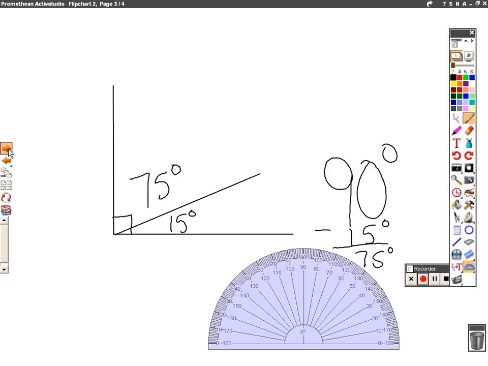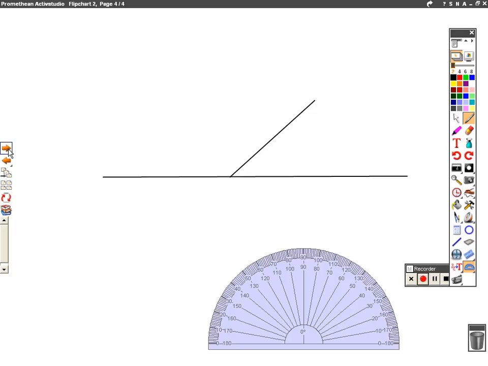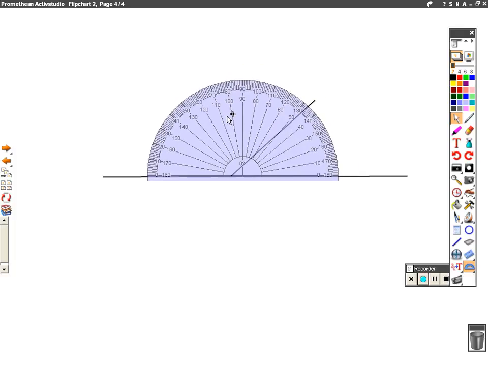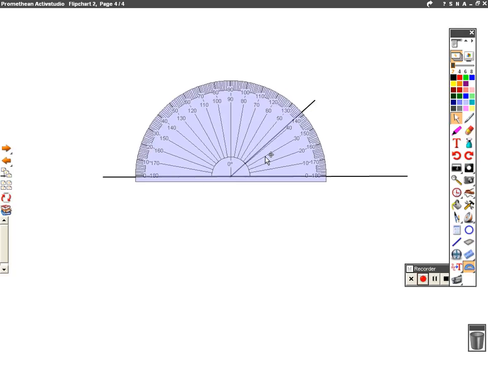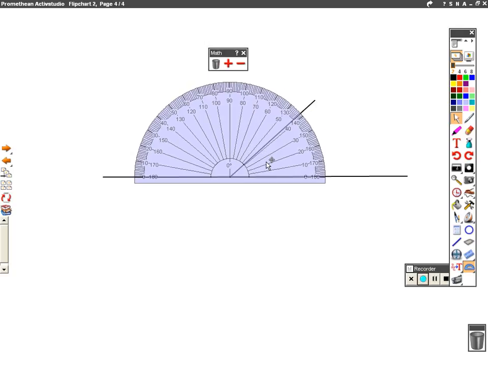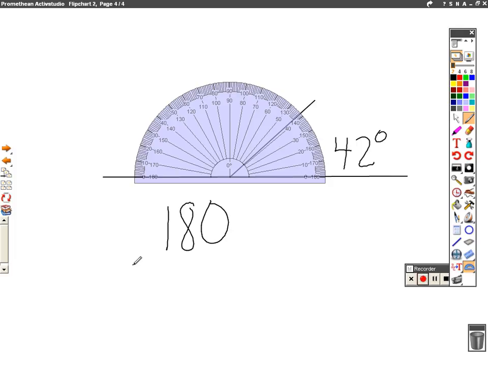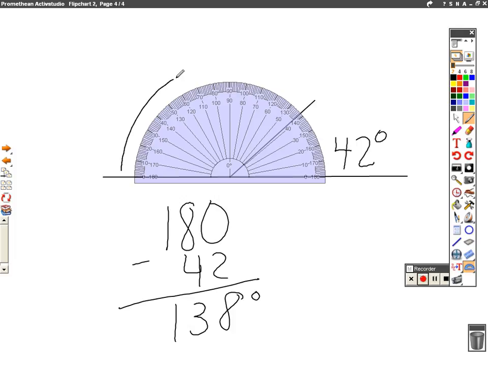One more to try. Okay. Vertical, complementary, or supplementary? Quickly. Here's my hint. My protractor fits there nicely. Okay, and I'm going to use my protractor to measure this time. Let's shift that. And when I measure it, I get 42 degrees. So this angle here is 42 degrees. My total is 180. I've used up 42. My final answer is 138 degrees for this side.